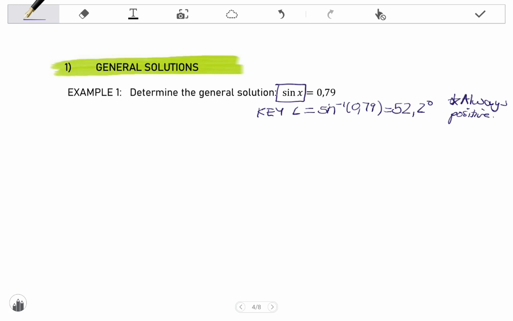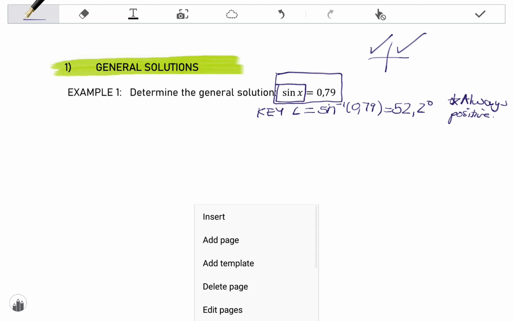Okay, so now the third step is to determine which quadrant I have to write the general solution in. The quadrants are determined by the equation. So I have sine equal to a value. Now, it is the sign of the value that tells me which quadrants to work in. 0,79 is positive, and sine is positive in quadrants 1 and 2. So my general solutions are going to come from quadrants 1 and 2.